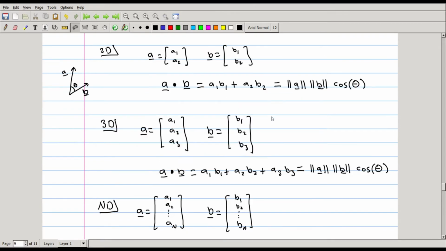But it's important that you know this equality and why this equality holds, which is why it's typically covered in a Calculus 3 course.